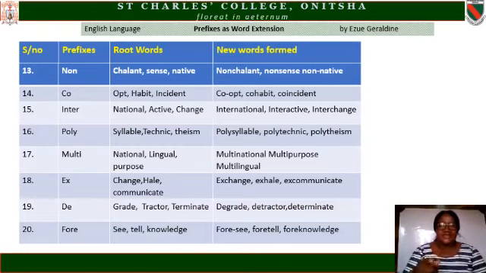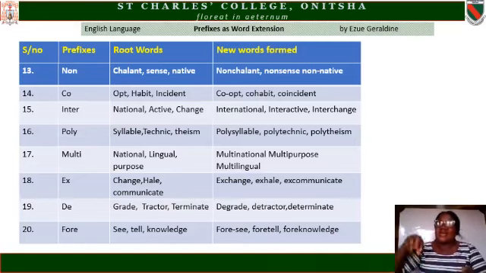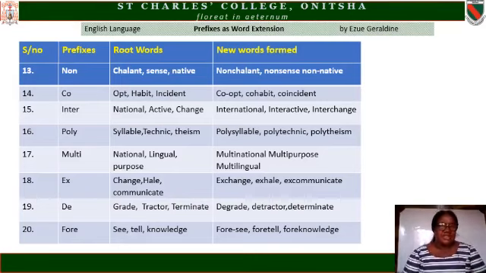Okay, then we have sense. If we don't have sense, we add non. It gives us nonsense. Then the next one: if you are not a native of a particular place, you are a non-native. So these are prefixes as word extension. We can keep forming words, adding to root words, we can keep forming new words. Then we have co.